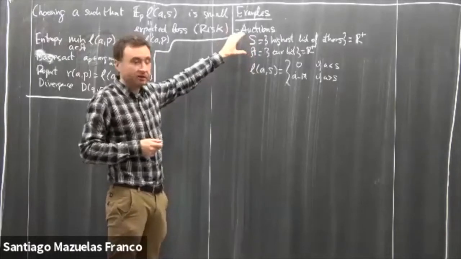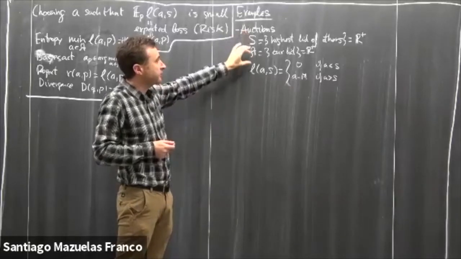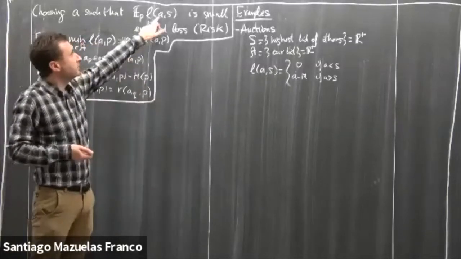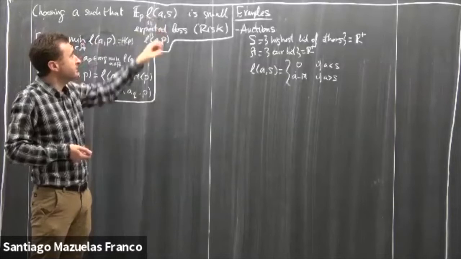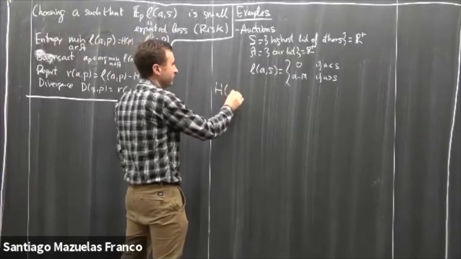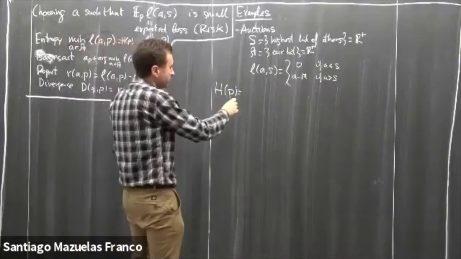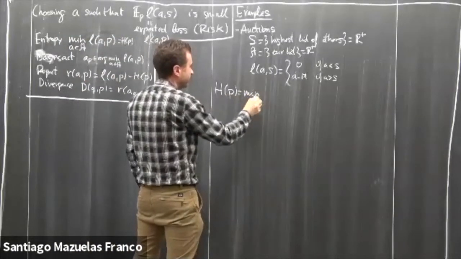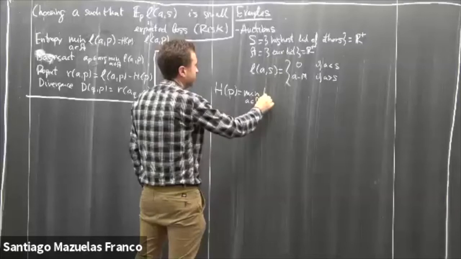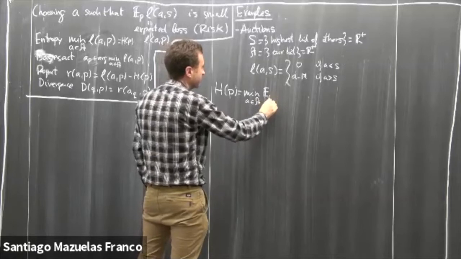As we said two days ago, or maybe yesterday, the decision problem has three objects: the state, the actions, and the loss function. Once we have these three objects, we can choose actions by trying to make this expected loss small, and the smallest expected loss is going to be the entropy. So let's try to do that in this example of the auctions. Now we are trying to find the best possible bid. In this problem, we are trying to minimize the expected loss of this function. I'm going to write it.